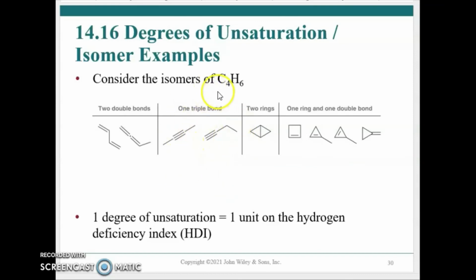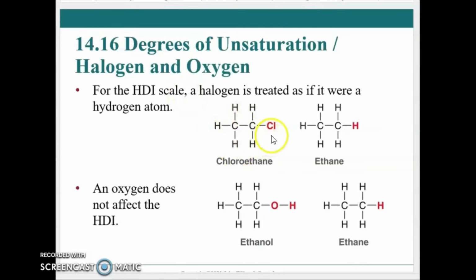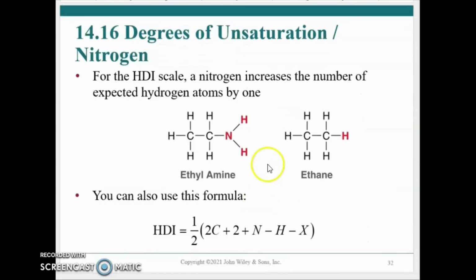Now, when you're looking at something more complicated than just a hydrocarbon, you need to think about what is the impact of the other atoms. So in the case of a halogen, you would treat this as if it were a hydrogen atom. If you have an oxygen, it doesn't affect the calculation of the hydrogen deficiency index, but nitrogen does, because there will be 1 fewer hydrogens from the presence of a nitrogen atom. So you can remember these, or you can use the hydrogen deficiency index equation shown here.